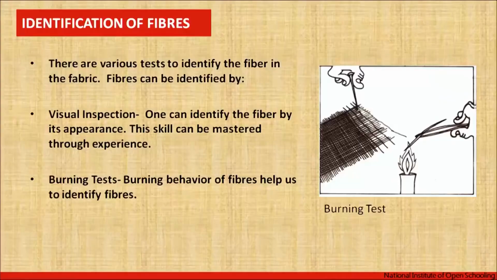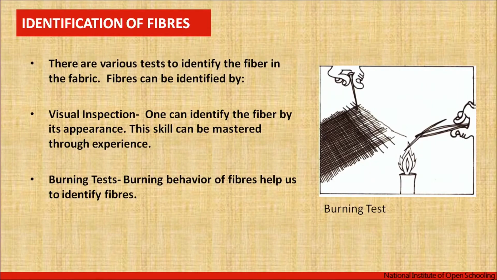Fiber can be identified by two methods. One is called visual examination. For visual examination, one can identify the fiber by its appearance. The appearance is like it's scaly or smooth, or a twist is present. This skill can be mastered by experience.